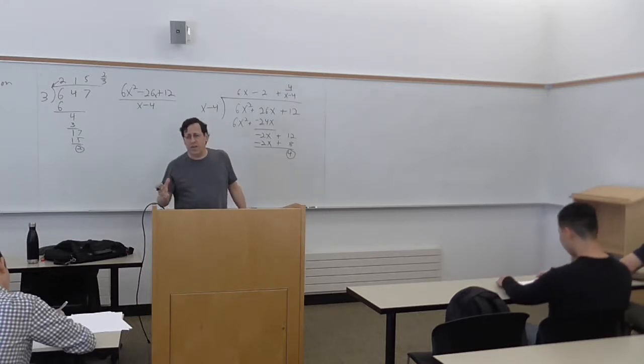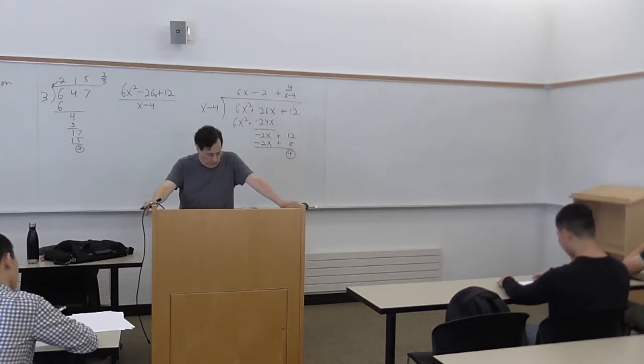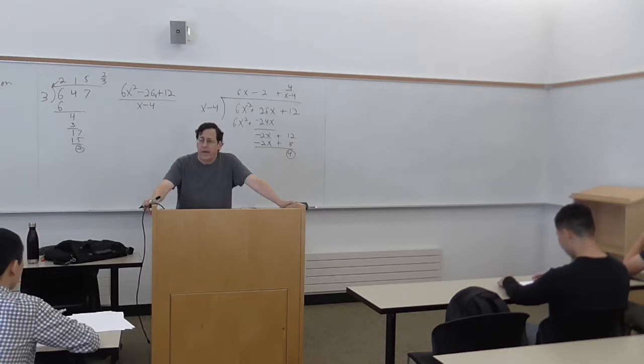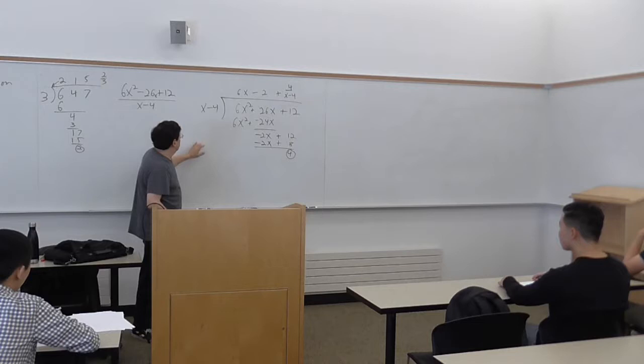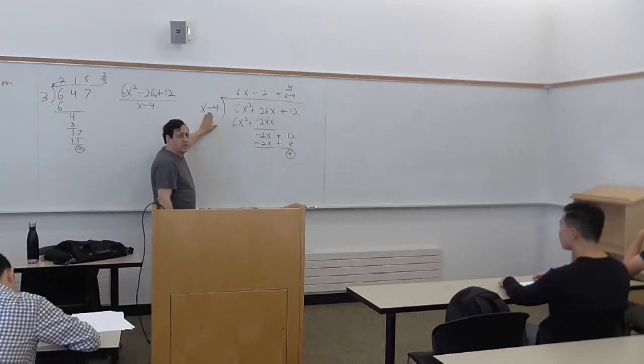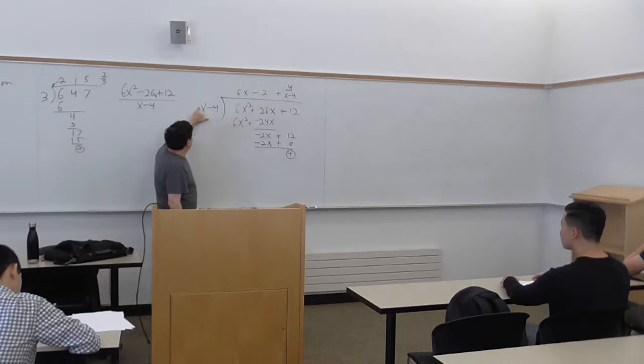It's a little clunky. You got to keep writing all those x's. Gets the job done. It has an advantage over synthetic division. There's something you can do with this that you can't do with synthetic division. With synthetic division, this has to be what? It has to be a first degree polynomial, coefficient 1, right?